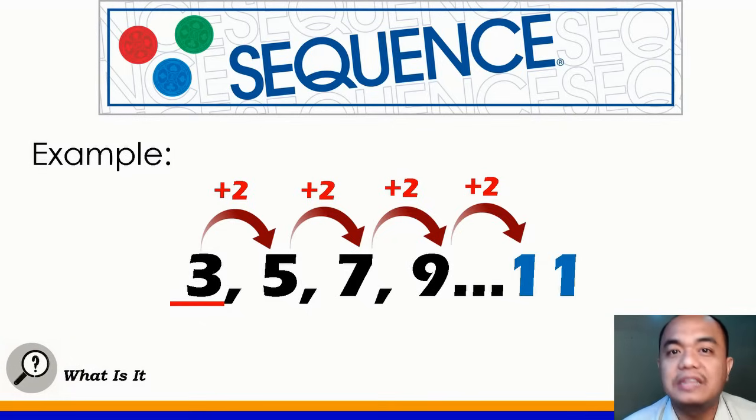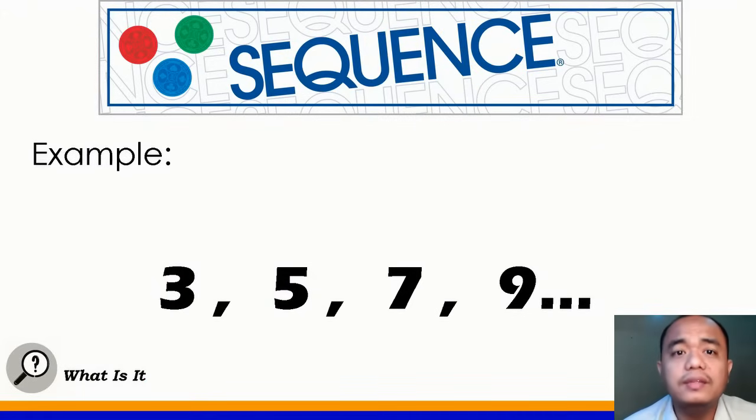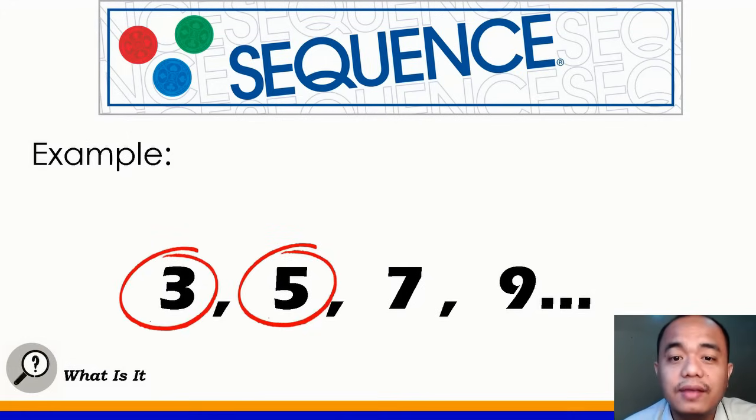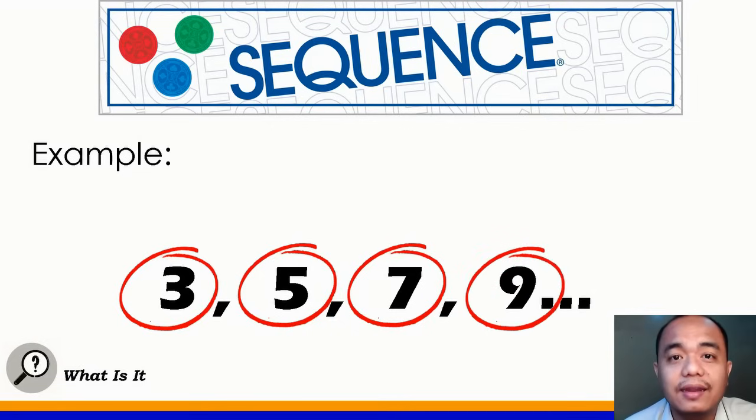So again, this is not just an ordinary list of numbers, but this sequence applies certain rules to get the succeeding numbers. May mga rule na pwedeng i-formulate para makuha natin ang mga susunod na terms in a particular sequence. I hope you now have the idea of what a sequence is. And what do you call each number in the sequence? Ano kayang tawag natin sa mga numero sa sequence? Ano kayang tawag sa 3, sa 5, sa 7, sa 9?